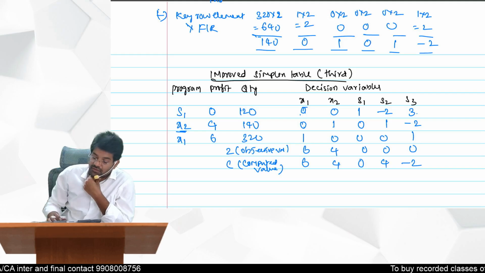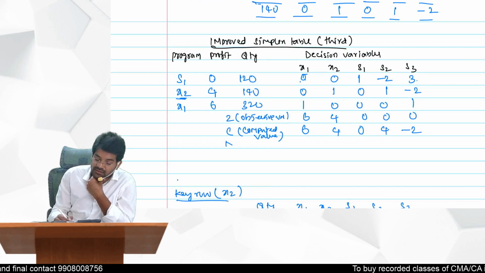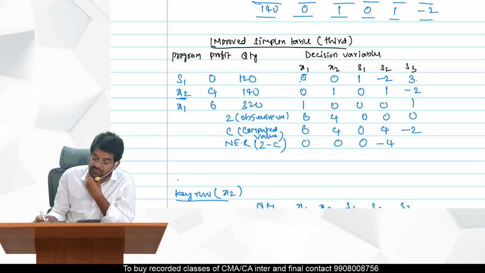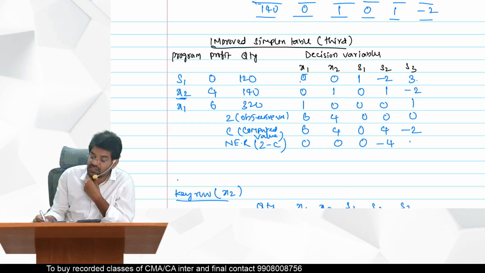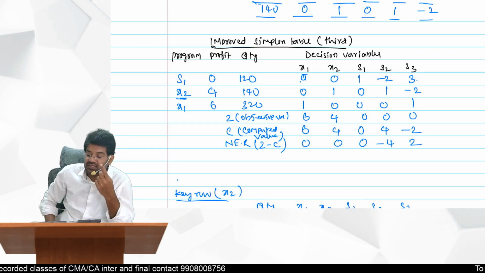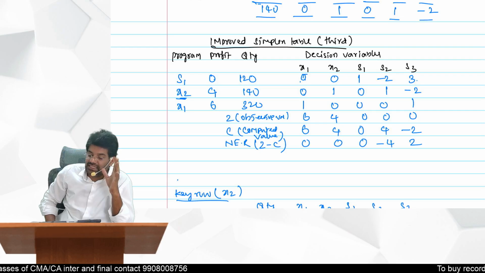This is the computed value. Now the net evaluation row, Z minus C. 6 minus 6, 0. 4 minus 4, 0. 0. 0 minus 4, minus 4. And this one is 0 minus of minus 2, which is plus 2. So we are getting a positive value here. It should have been either 0 or negative.